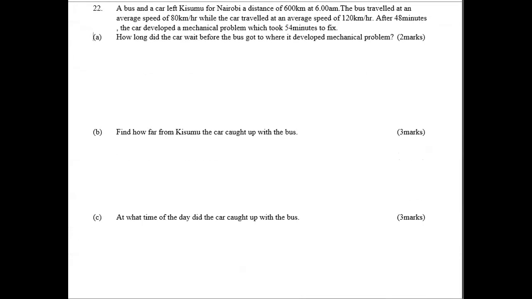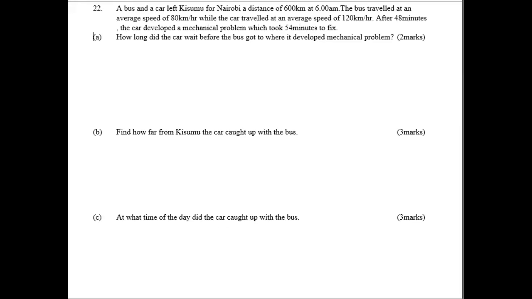If you want to know how long the car had to wait, this distance will be divided by speed to give us time, because time is distance over speed. So 32 divided by the speed of the bus, which is 80, you get 0.4, which you convert to minutes, giving 24 minutes. The car had to wait for 24 minutes for the bus to get where it had broken down. I think that is well discussed and solved.